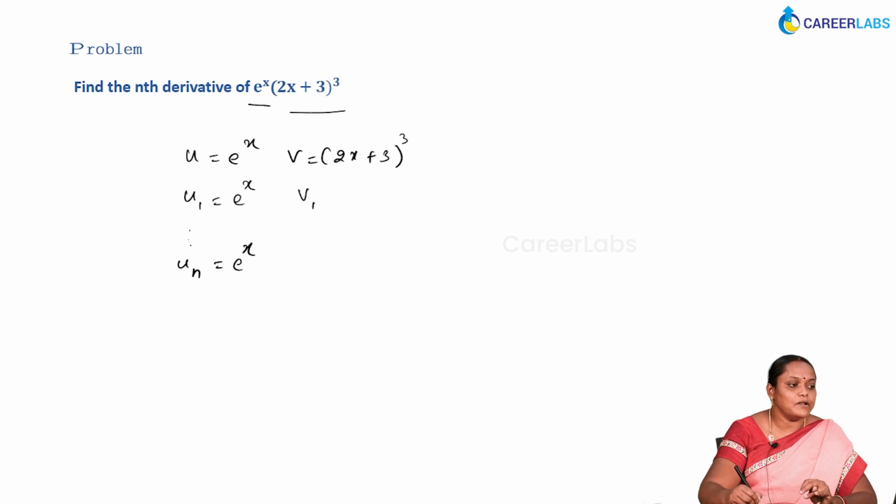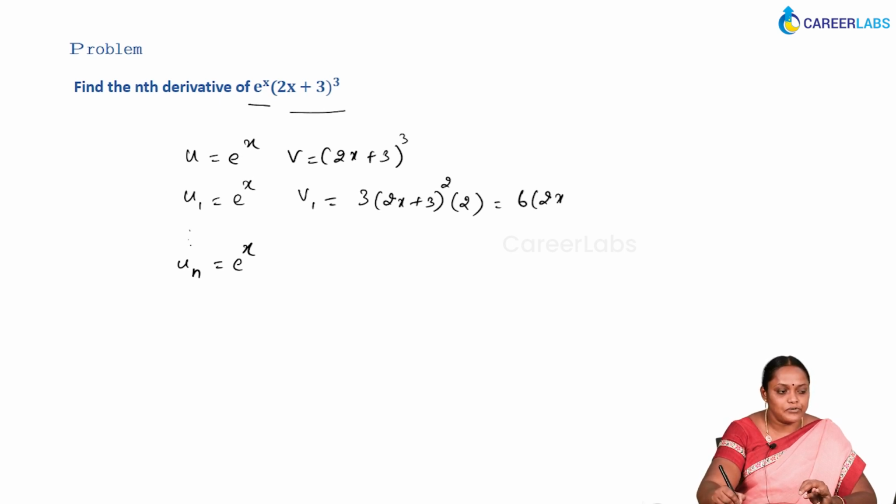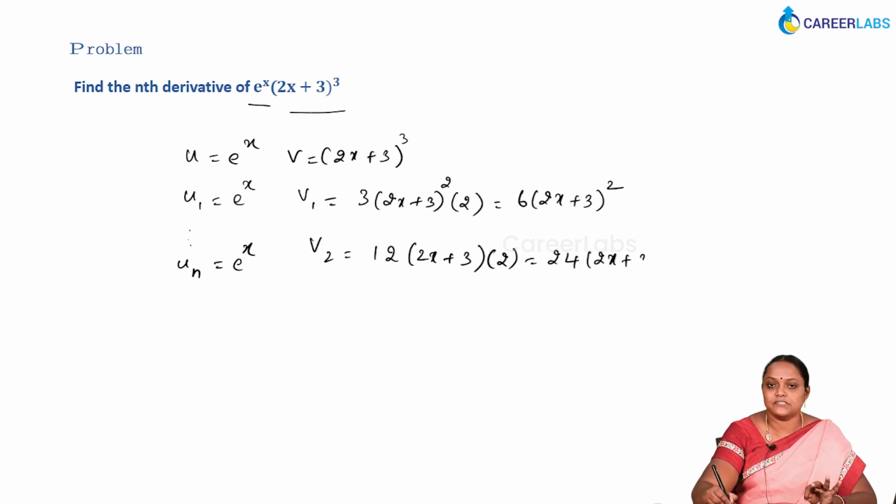Whereas v, what will happen? When you differentiate it for the first time, this will be 3 times (2x plus 3) the whole square, and the differentiation of the term inside the bracket is 2. This gives you 6 times (2x plus 3) the whole square, and v2 will be 12 times, since 2 will come to the front. Already we have 6, therefore this will be 12 times (2x plus 3) multiplied by 2. So this will be 24 times (2x plus 3).